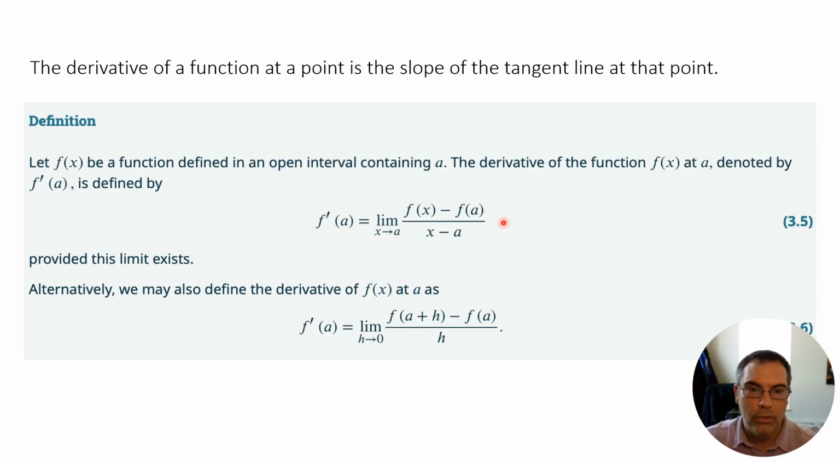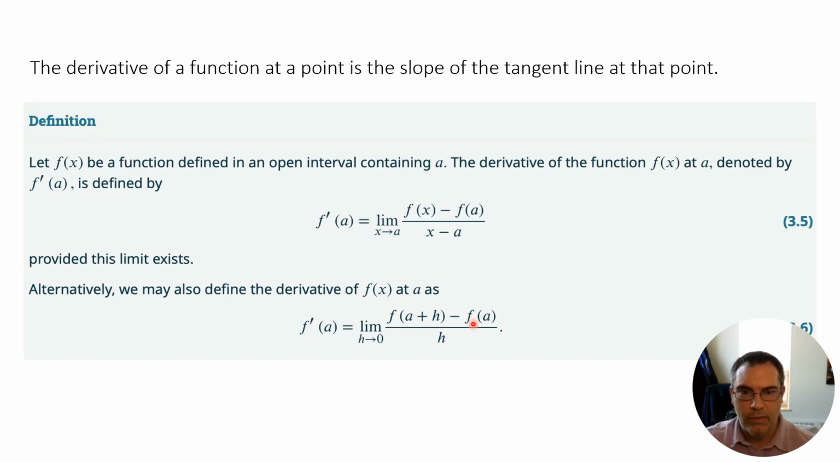So remember, there are two different formulations that we've looked at. Either you're approaching the point x equals a, and so the denominator is x minus a, and then you have the value of the function at those two different points. And then alternatively, you can also say h going to 0, where h is the difference between the value of x and the value of a. So in other words, h is x minus a. So two different ways of saying essentially the same thing.